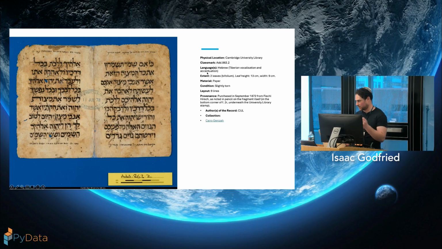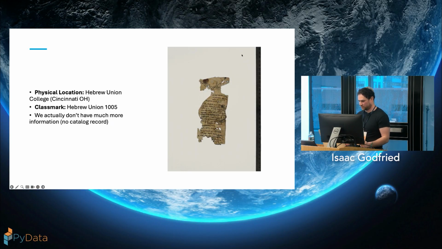You can see its class mark or shelf mark. It's from the book of Deuteronomy actually. Here's another one, which is a much smaller fragment that was part of it. It's currently located in Cincinnati. There isn't really much other detail on it.